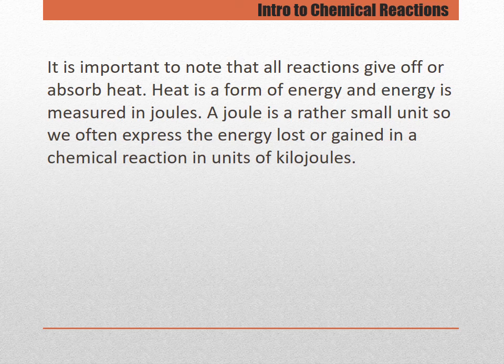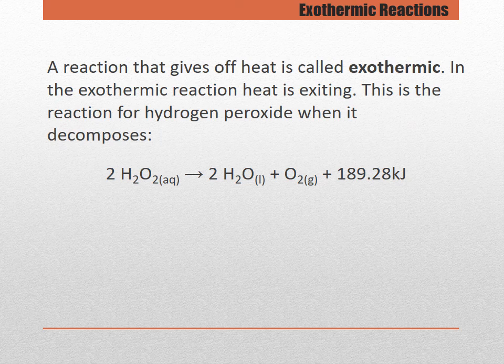It is important to note that all reactions give off or absorb heat. Heat is a form of energy, and energy is measured in joules. A joule is a rather small unit, so we often express the energy lost or gained in a chemical reaction in units of kilojoules. A reaction that gives off heat is called exothermic. Exo, heat is exiting. So if heat is leaving, we call it exothermic. In the exothermic reaction, heat is exiting.